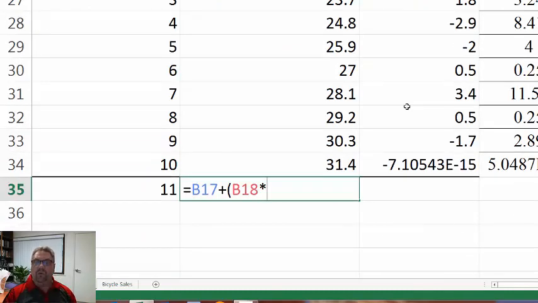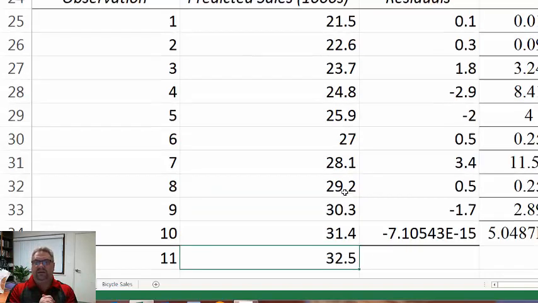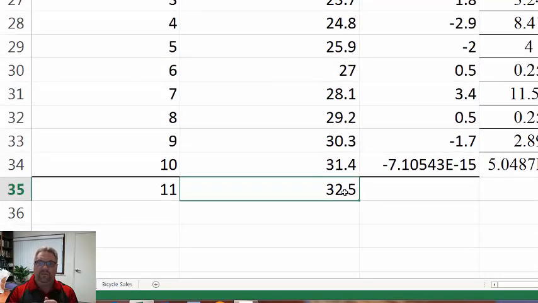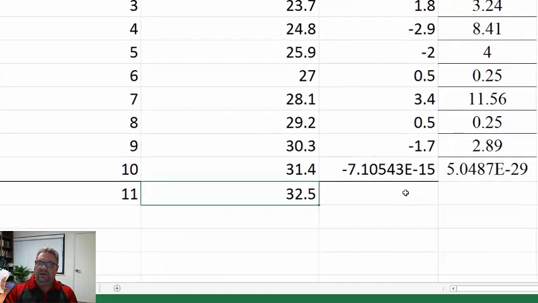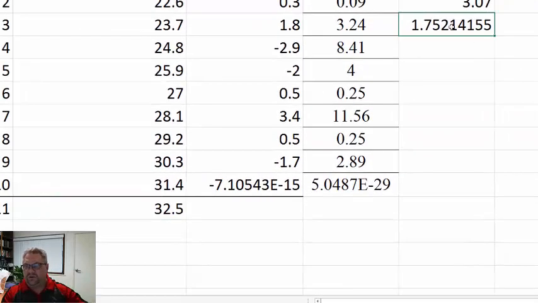And there you go. Based on knowing that we have a trend, we would predict that in time period year 11, bicycle sales would be about 32,500, and we know we've got some error here, so we could be down as far as 1.75 or up as much as 1.75. That would set my error bounds, all right?